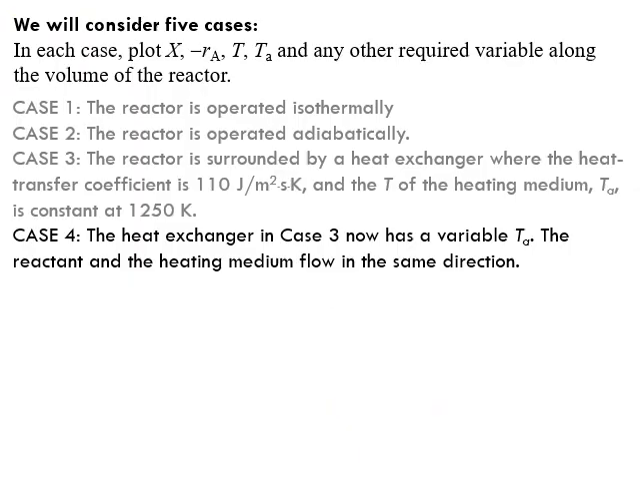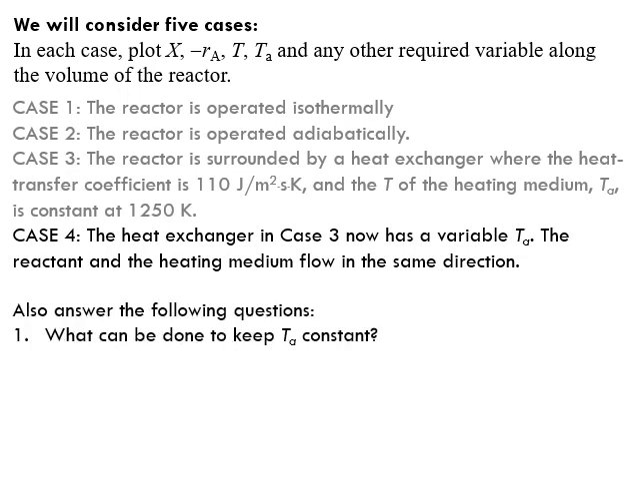Well, before we go to case 5, which is the countercurrent, let me ask a couple of questions. First question, what can be done to keep TA constant? So we are upset that TA is reducing, correct? Because this will decrease the temperature gradient, or temperature difference, between the reactor and the heating medium in the heat exchanger. And therefore, we lose the rate at which heat is transferred to the reactor, and therefore the temperature inside the reactor will decrease. So what can we do to keep TA constant? Any idea?